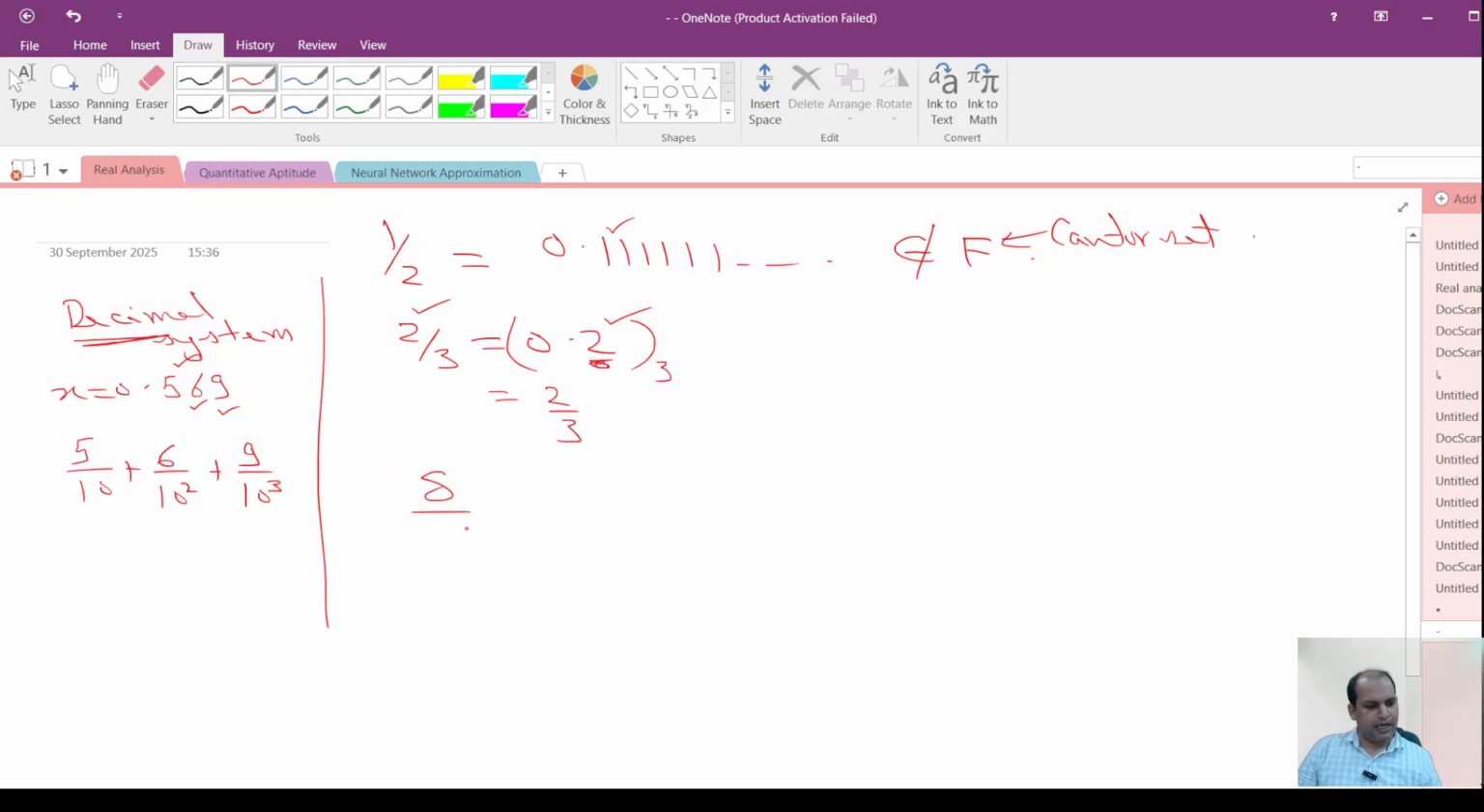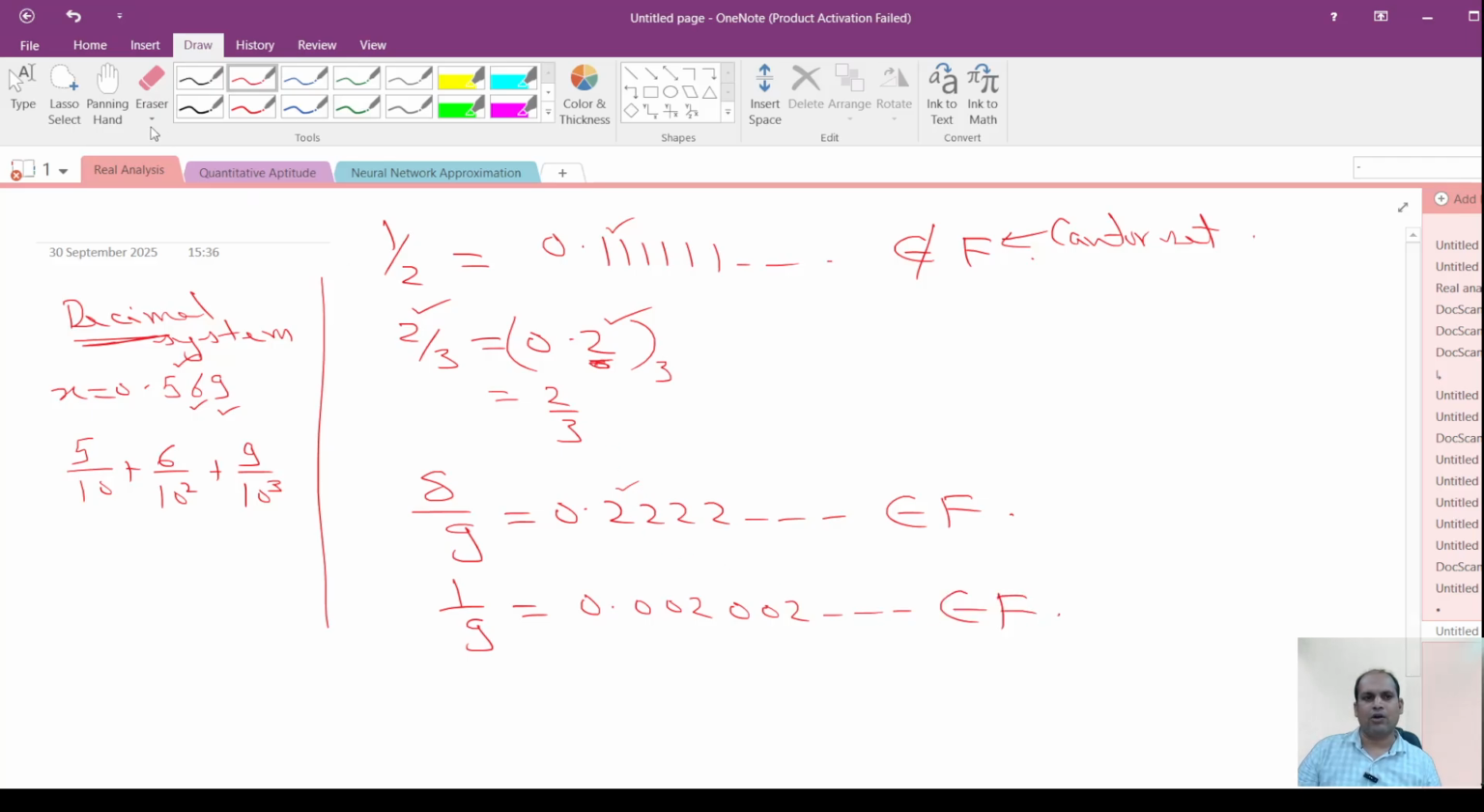Next example is 8 by 9. 8 by 9 has this representation. Again since it involves only the digit 2, from the combination of 0 and 2, it is a member of the Cantor set. Again 1 by 9 is also a member of the Cantor set. It has representation 0.002002 and so on. Again it is a combination of zeros and 2, so it belongs to the Cantor set. So, one can observe from here that a fraction may have a finite representation or may have an infinite representation.